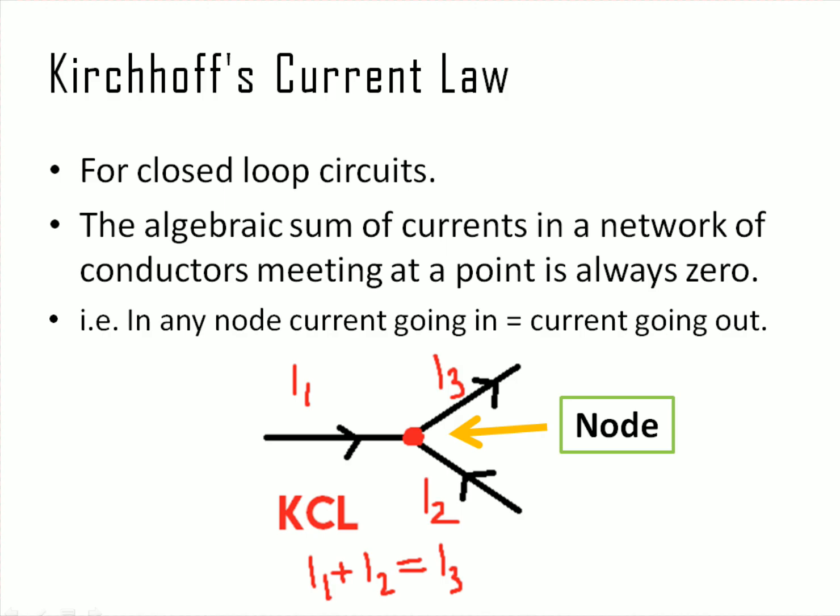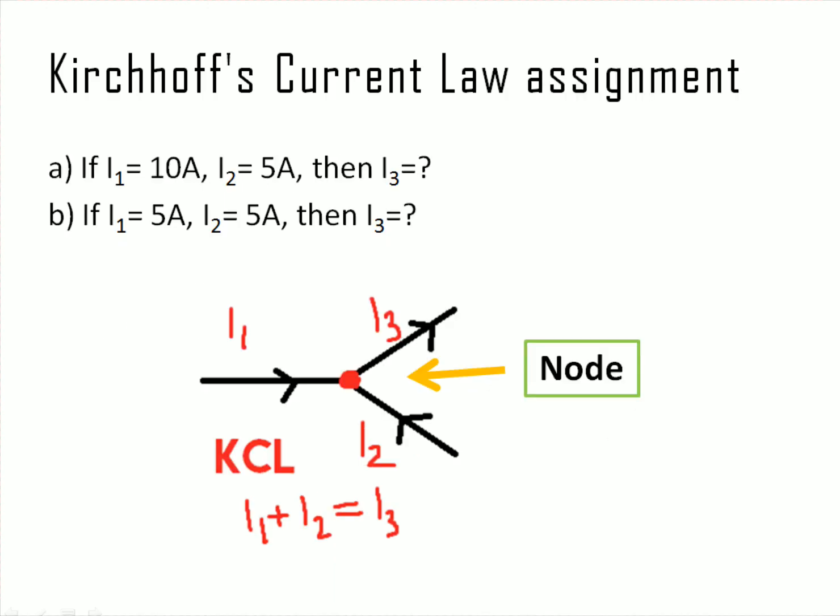So for example here, I1 is going in, I2 is also going in, so both of them are adding up. Now something is going out, so that must be equal to both of them, right? It's kind of simple. So I3 would be equal to I1 plus I2. So this is what Kirchhoff's current law is. It's really simple, actually.